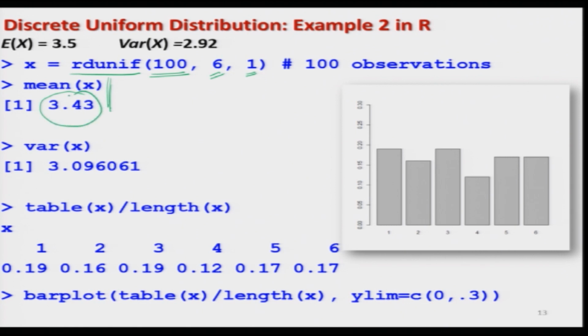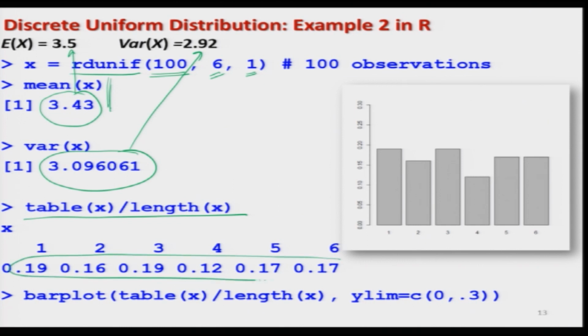You can see that it is close to 3.5. I also find the variance of x that I just showed you. This comes out to be 3.09, which is close to 2.92. Then I prepare the relative frequency table by using the command table divided by length. Now, tell me one thing, what is this giving you here? What are these things? It is 0.19, 0.16, 0.19, 0.12, 0.17, 0.17.